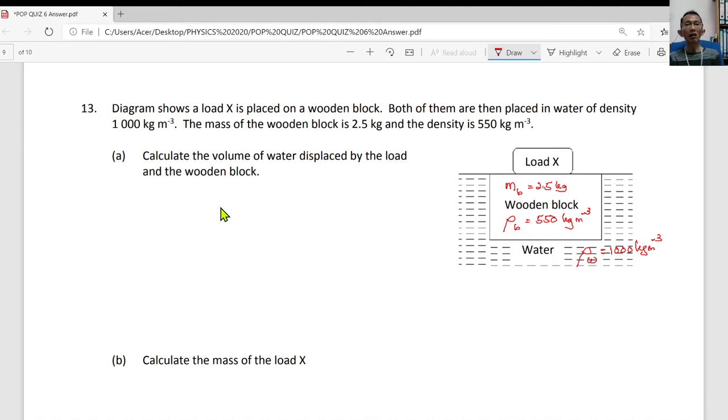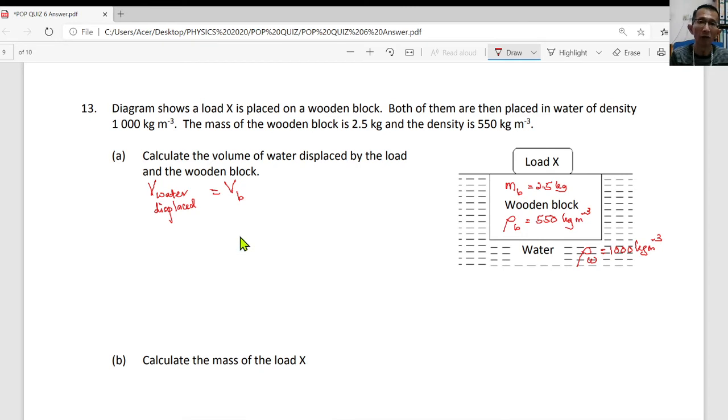Okay, now calculate the volume of water displaced by the load and the wooden block. So how are we going to calculate the volume of water displaced? Well, it's common sense. Alright, so I have this wooden block immersed completely under the water, so the volume of this wooden block must equal the volume of the water displaced. Alright? So the volume of water displaced must equal the volume of the wooden block under the water.